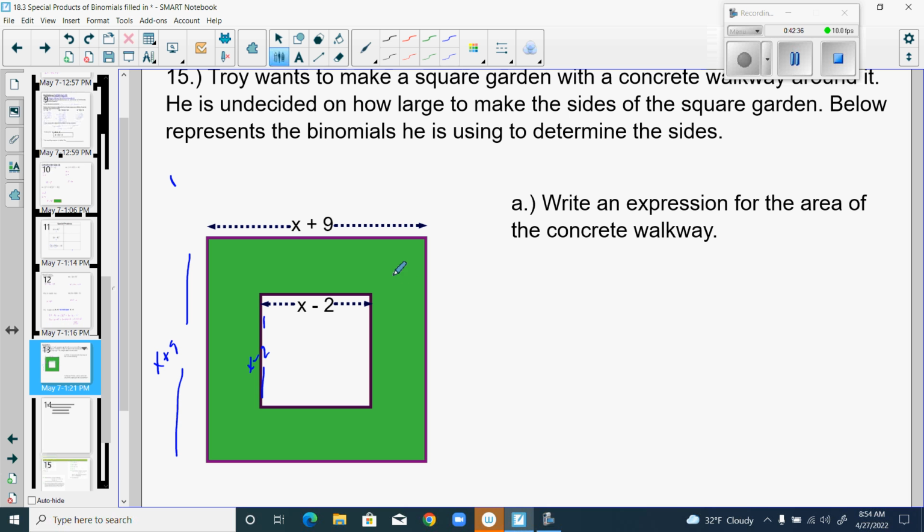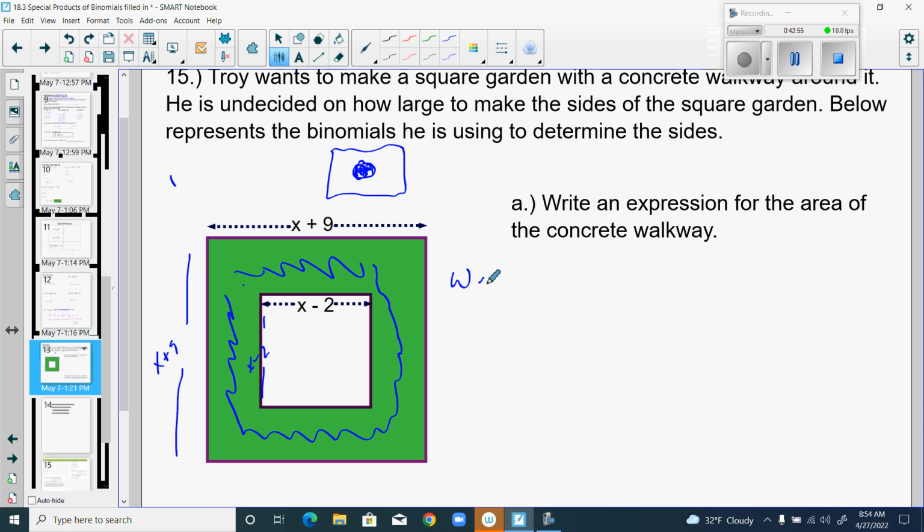Okay? So we're going to take the whole area, and we're going to subtract the garden. And that's going to be equal to the walkway around it, right? So the whole area is going to be the area of the large square. Well, what is the area of a square? Area of a square, you might initially think is length times width, right? But when the sides are the same, then we can say that it's really side times side.